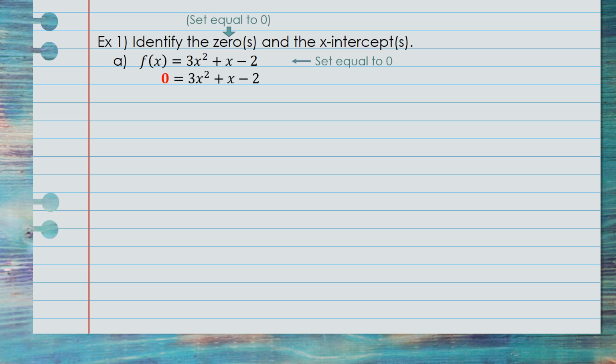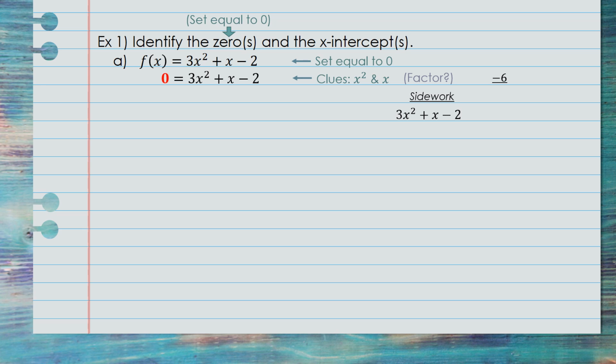Now look for more clues. It's a quadratic that has x squared and x. Since it has both x squared and x, we can try factoring, and if that doesn't work, we can try the quadratic formula. But let's try factoring first. So on the side of our paper, we have some side work. We take the expression 3x squared plus x minus 2, and we factor using the AC method. We multiply our leading coefficient times our constant, and we get negative 6.